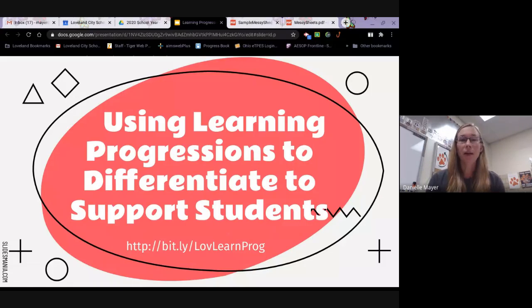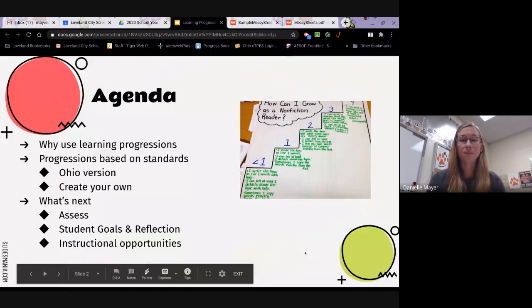I'm Danielle Mayer. I teach at the primary school, second grade reading intervention. So we just started to dive into using these progressions as a lot of our readers are below benchmark. So we're going to get started today with just a quick agenda.